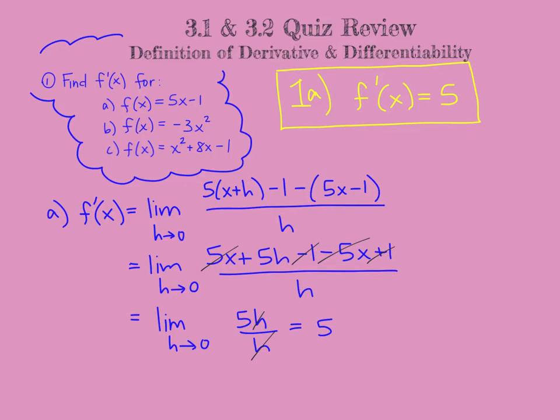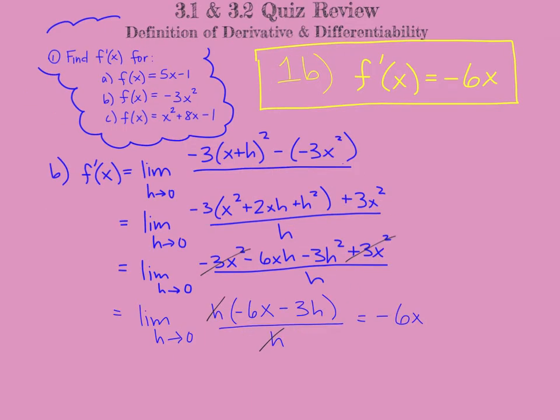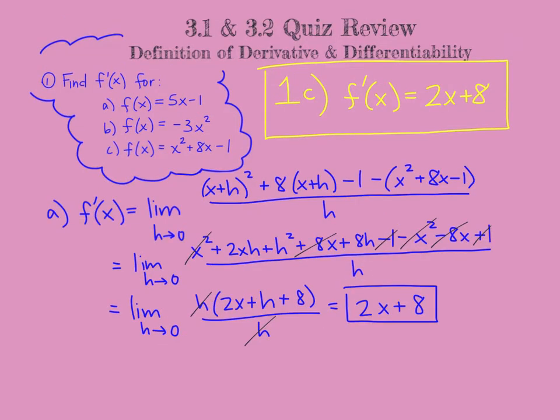For problem 1a, f prime is 5. You can pause and see the worked out solutions here. For number 1b, the solution is f prime of x equals negative 6x, and the work is shown below. The solution to number 1c is f prime of x equals 2x plus 8. And once again, we use our definition of derivative to find that.